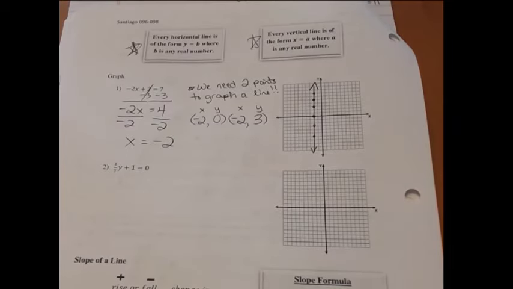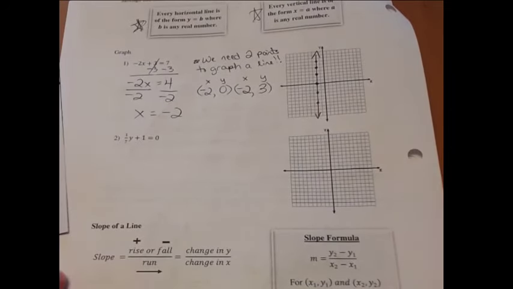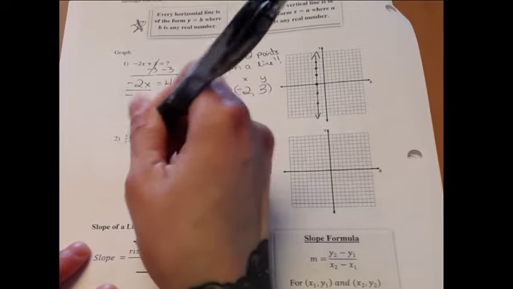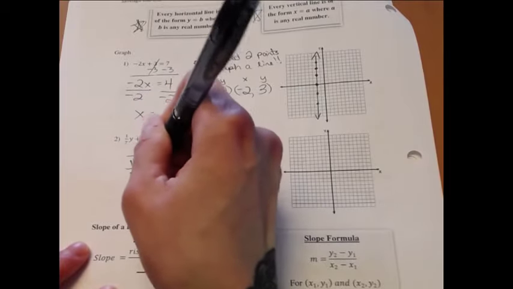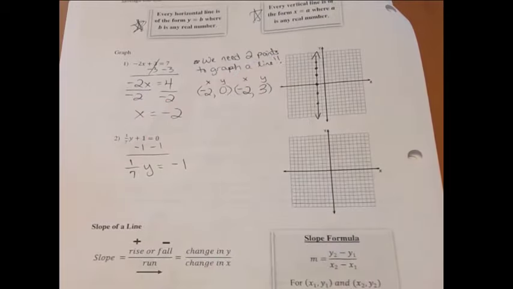We're going to do the same thing for number 2. So for number 2, we have 1/7 y plus 1 is equal to 0. So we're going to take a step forward. We're going to subtract the 1 from both sides, and we have 1/7 y is equal to negative 1.